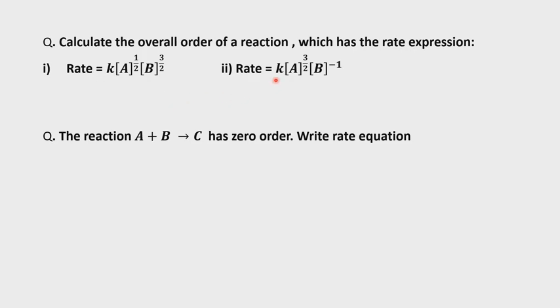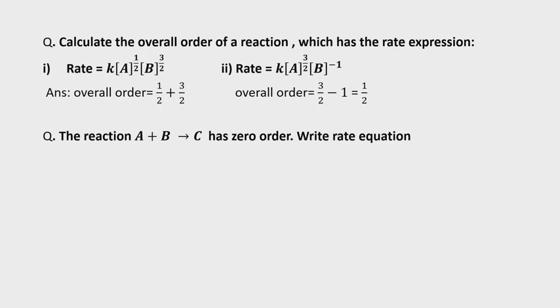Similarly, here rate equal to K A power 3 by 2 B power minus 1. Here also just add 3 by 2 plus minus 1, you will get the order. So now look at the answer. Overall order equal to 1 by 2 plus 3 by 2, you will get 2. Second case, you will get 1 by 2.